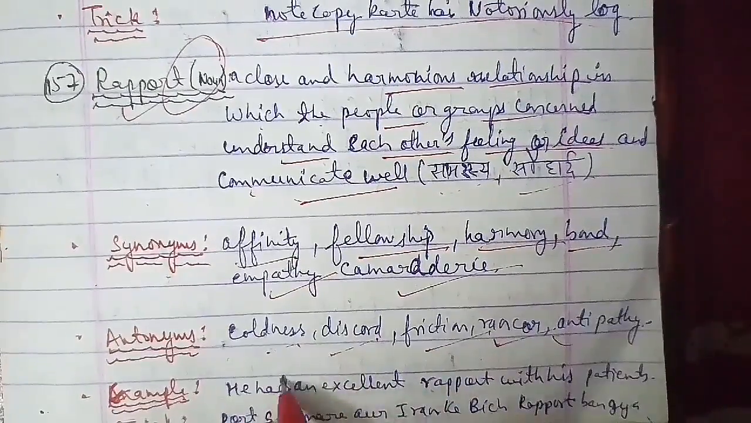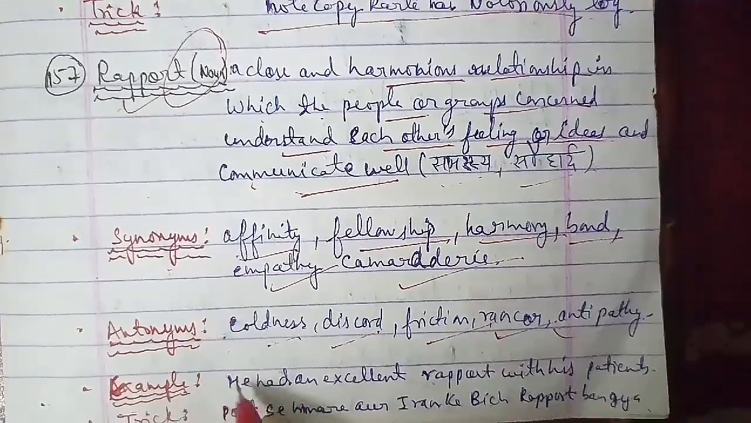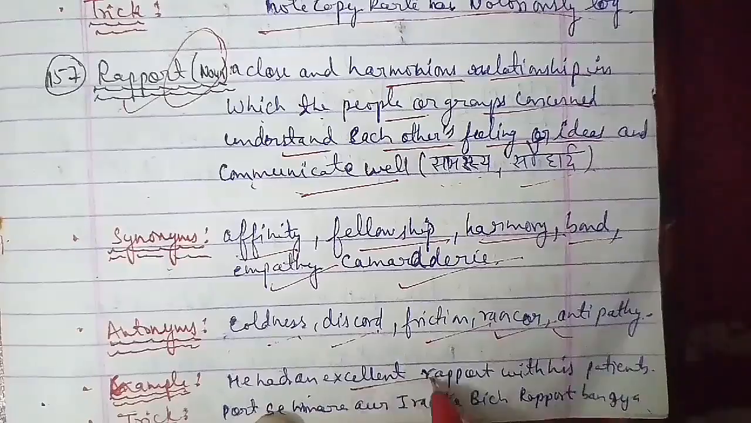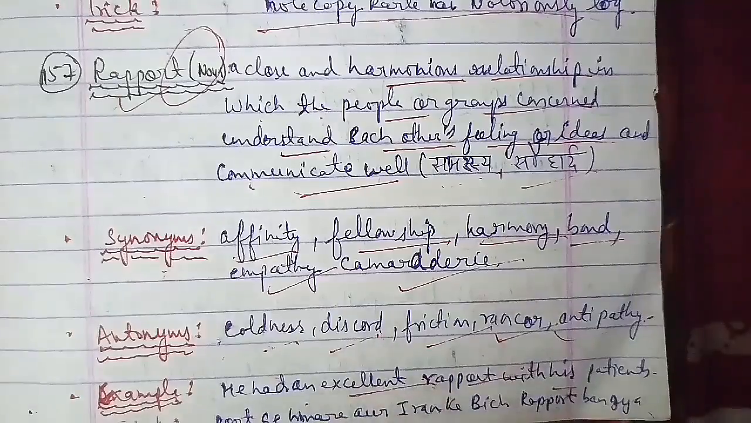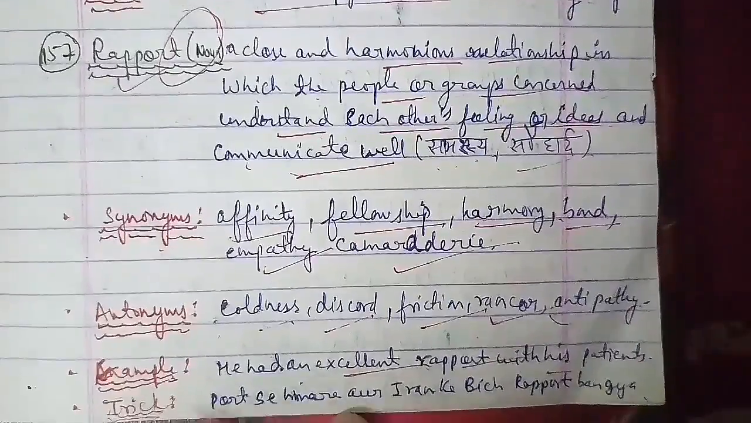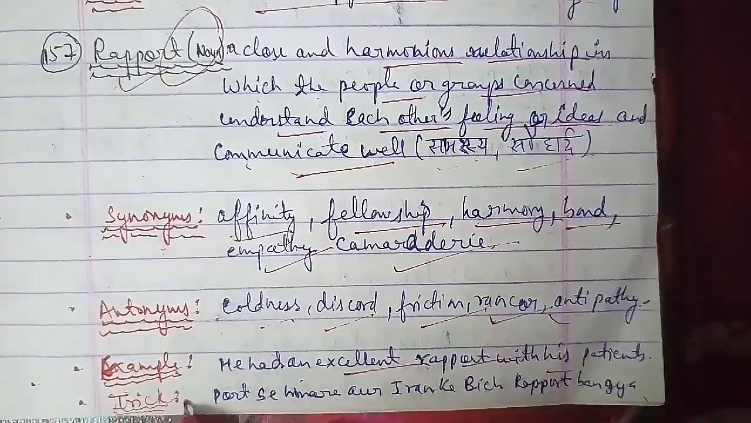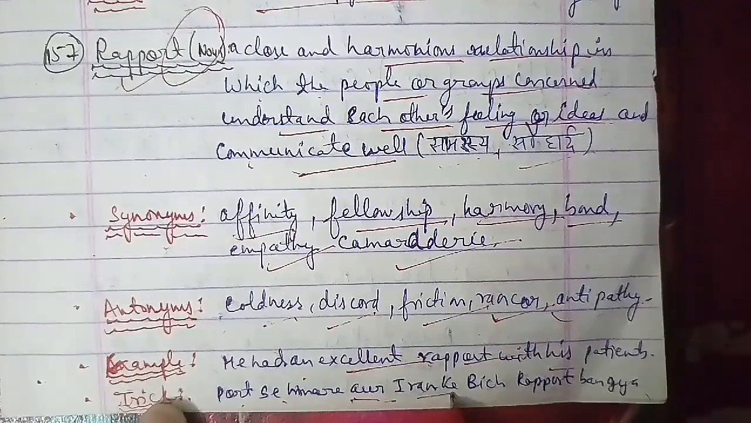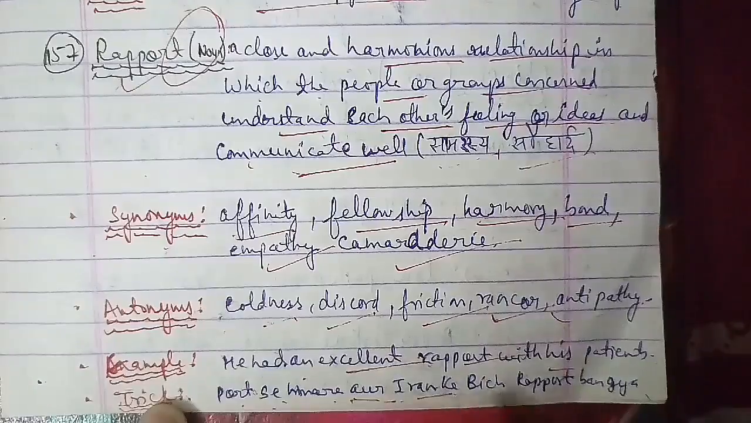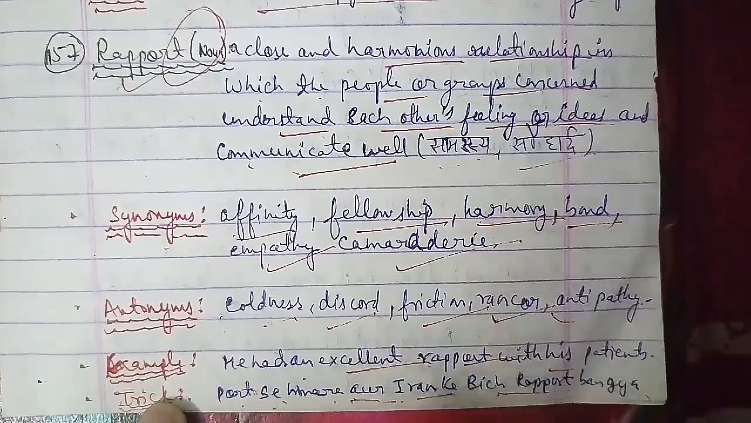Now coming to the trick for rapport. पोर्ट से हमारे और ईरान के बीच रैपॉर्ट हो गया, बन गया. So through the port, between us and Iran, a rapport was formed. That is good communication, exchanging good feelings and good ideas. They can communicate well as a group concerned to understand each other's feelings and ideas. That's what we have done with Iran. So you can use that: port से हमारे और ईरान के बीच में rapport हो गया, या rapport बन गया.